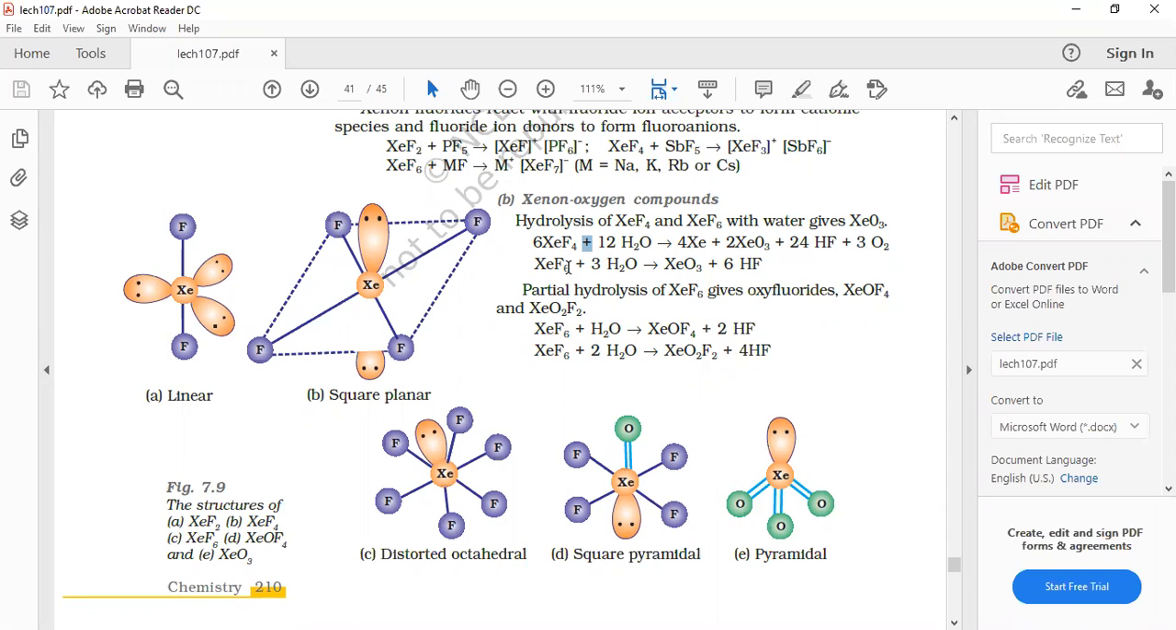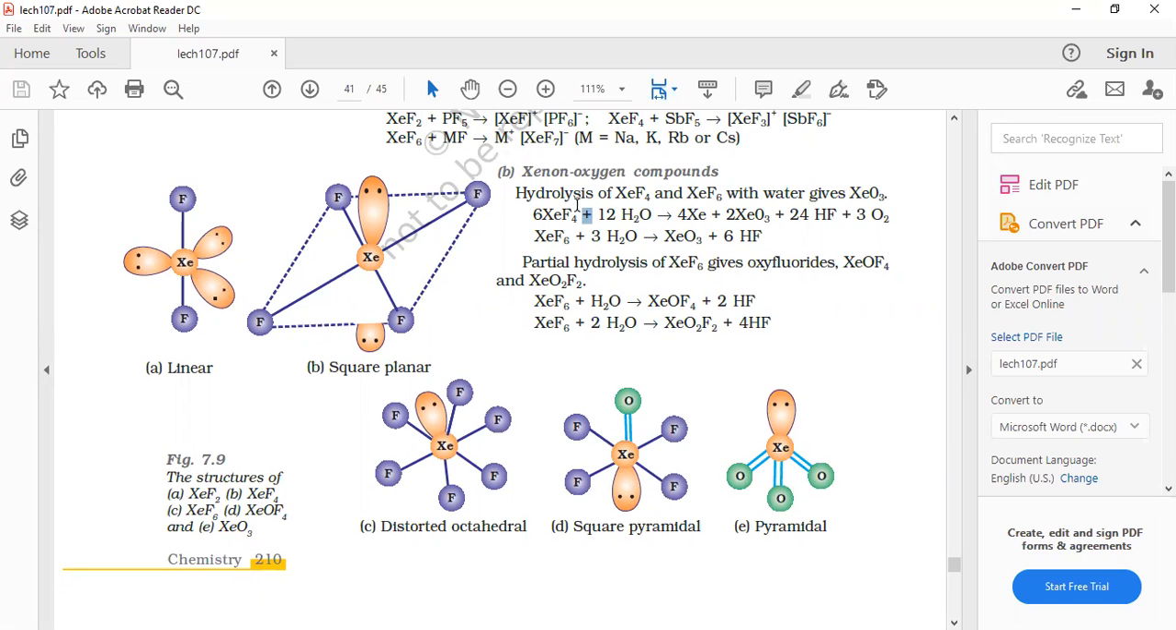Partial hydrolysis of XeF6 gives oxyfluorides, XeOF4 and XeO2F2. It is there in your textbook. See, XeF6, xenon hexafluoride, with water, partial hydrolysis gives XeOF4 and hydrogen fluoride. Also it forms XeO2F2.